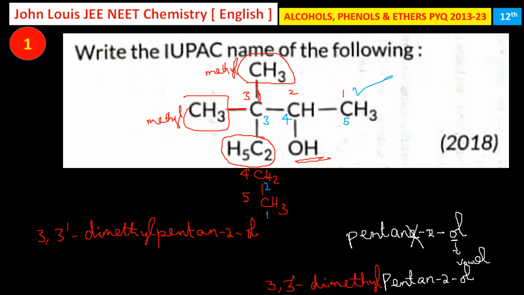No one can memorize the IUPAC name of all the compounds. So we should learn to derive according to the rule. Hope you understood this. We shall move on to the next sum now.